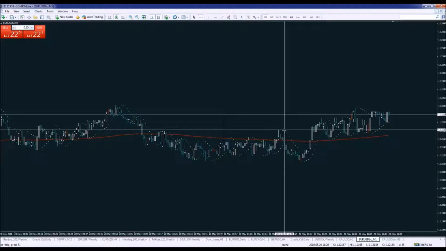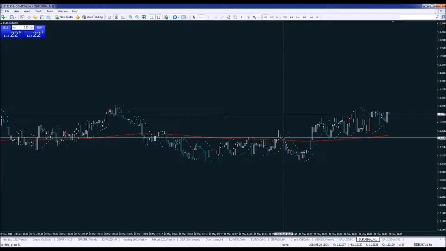For example, as you can see, the parabolic appears, you give it 2 minutes, and the opening of this candle here, 3 pips.